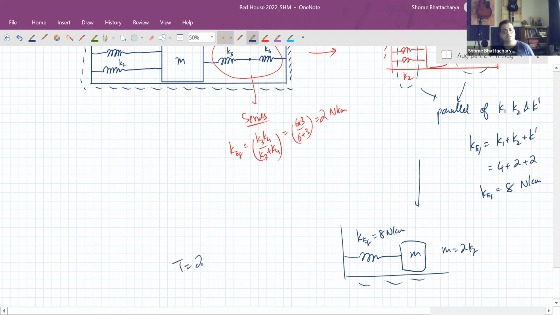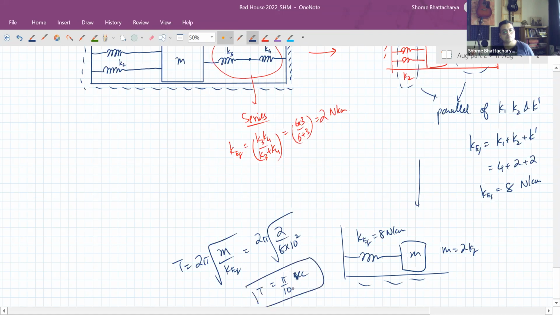So the time period will just become 2 pi under root m upon this equivalent spring constant, which with SI units will come out to be pi by 10, in seconds. You might have just forgotten to convert to SI units. So it should be pi by 10.